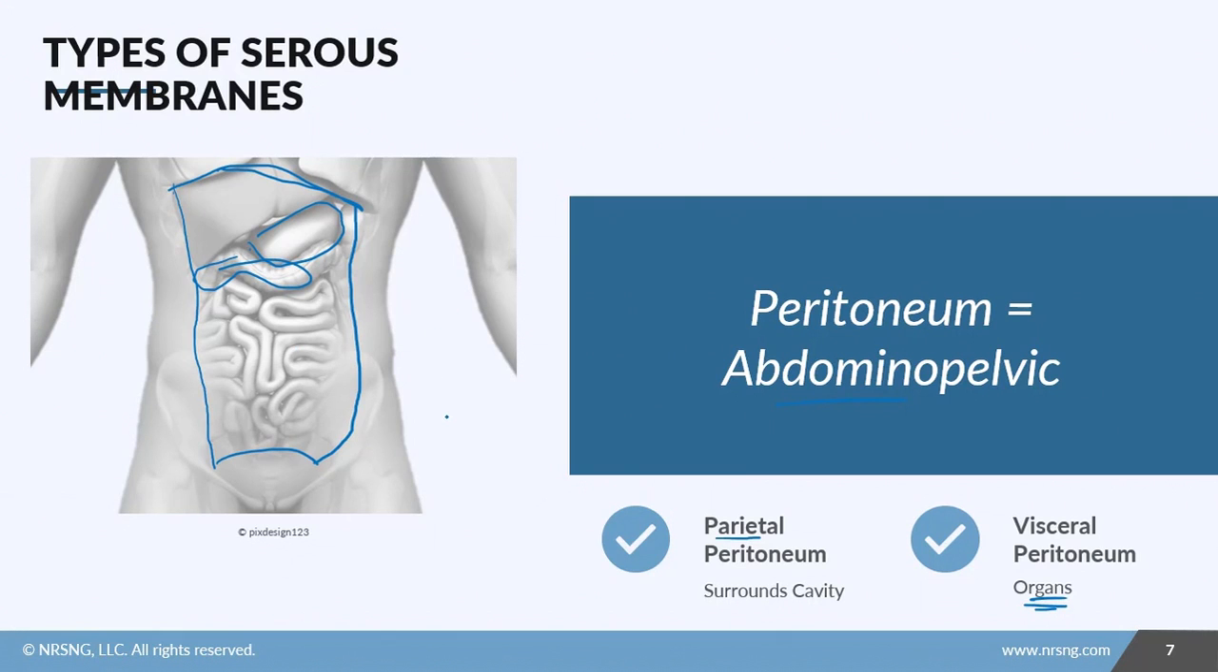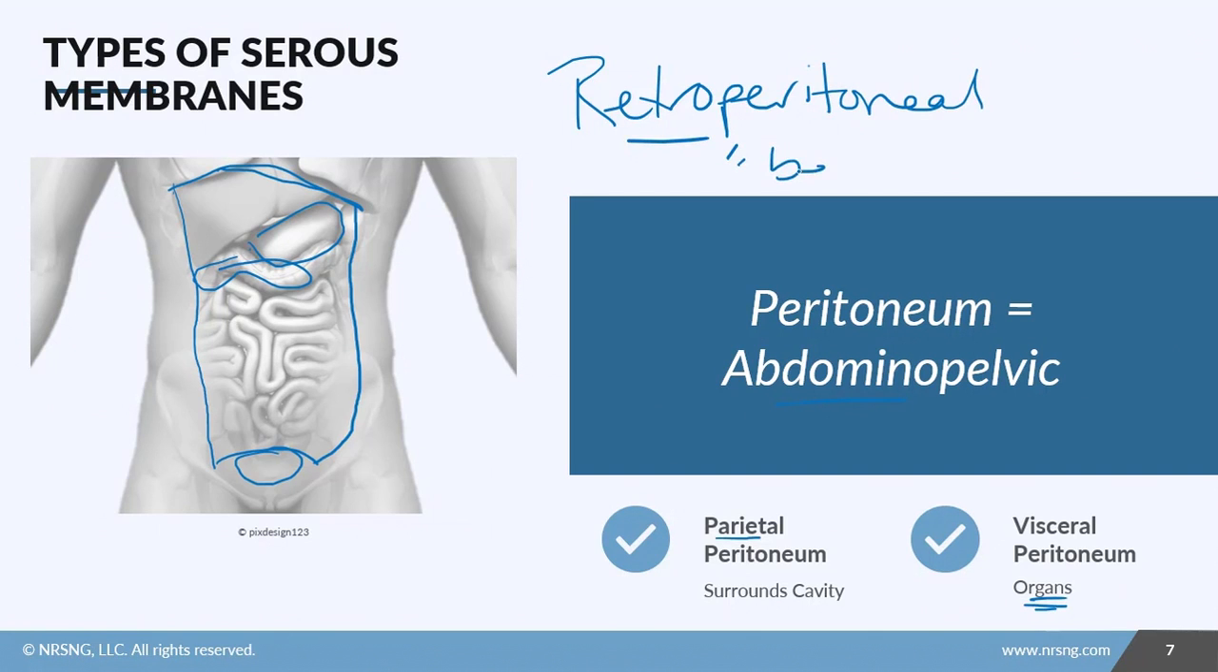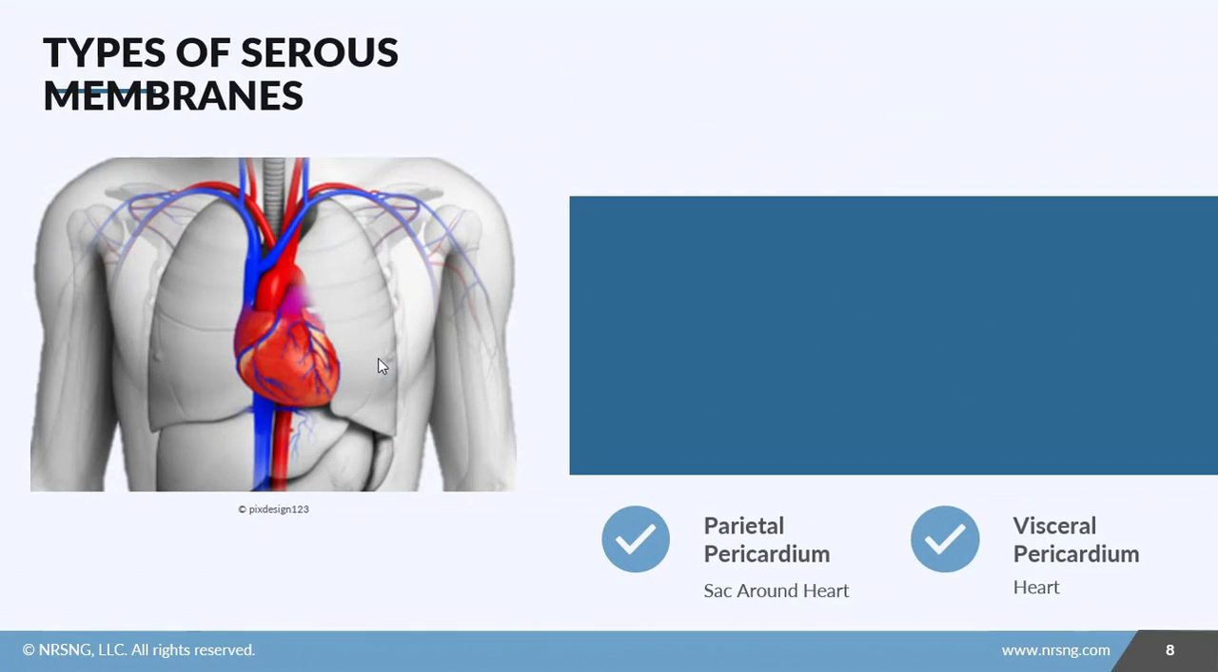Now, what you'll see here is the bladder is down here, is actually below this membrane. Well, there's actually something called retroperitoneal. And retro just means behind. So what we see here is that the entire genitourinary system, so the kidneys, ureters, bladder, urethra, all the reproductive organs are actually outside of this peritoneum. And so we call them retroperitoneal. So last is the pericardium. Pericardium is associated with the heart.